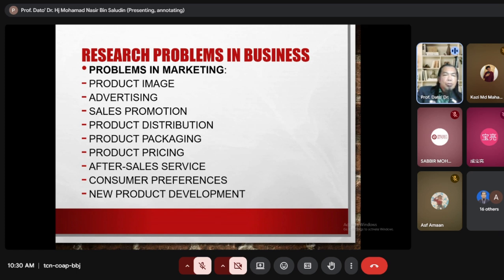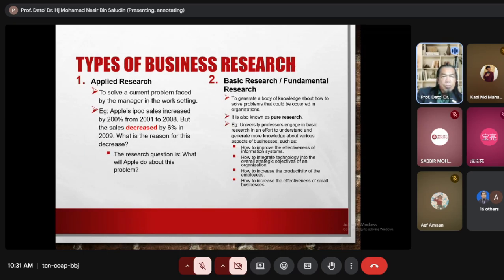Problems in marketing: product image, advertising, sales promotion, product distribution, product packaging, product pricing, after-sales service, consumer preferences, and also new products. Now the concept of the influencer. Why the influencer? Using the influencer will increase the purchasing of the product, the consumer purchasing rate, using the influencer or reviewer.